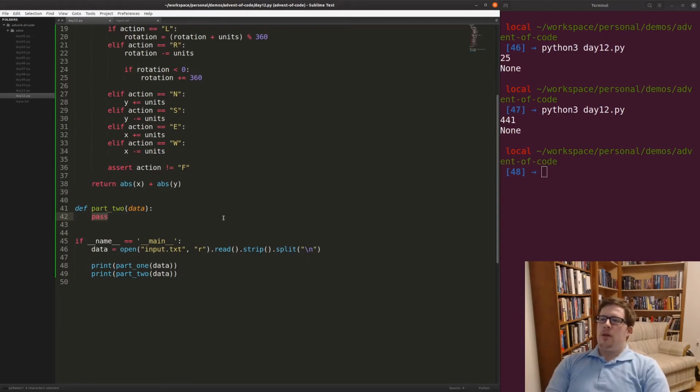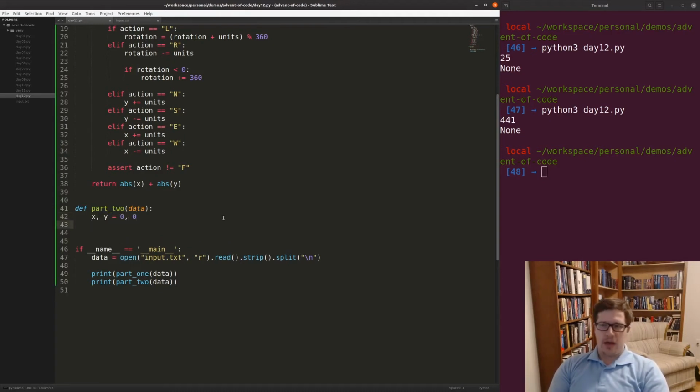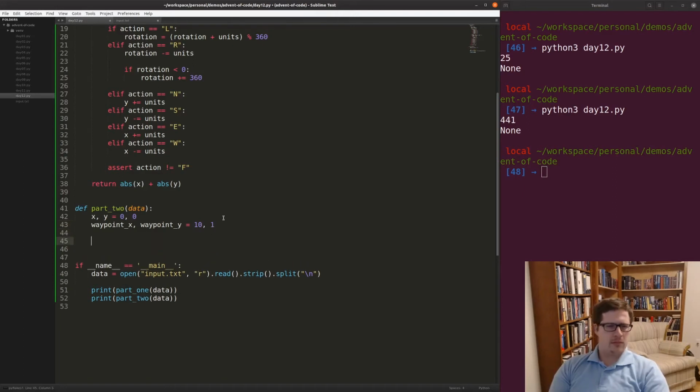So once again, we're going to have x, y equals 0, 0. We're now going to have a waypoint x and a waypoint y, which are going to be 10 and 1, because it starts off 10 units east of us and 1 unit north. Okay, if our action is going to be... Oh, wait. I'm getting ahead of myself.